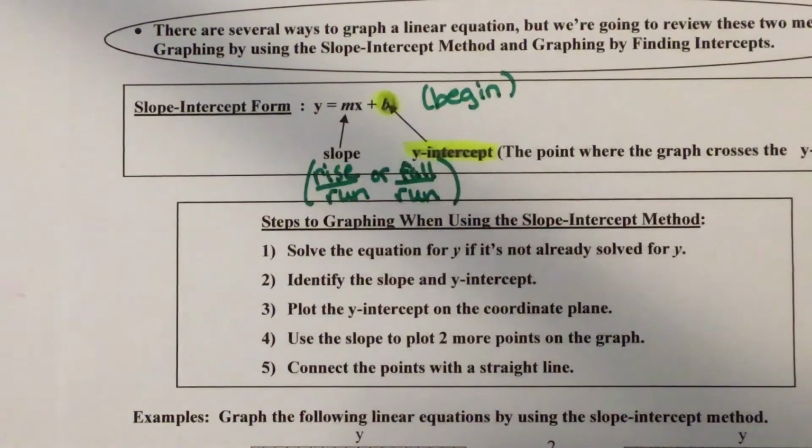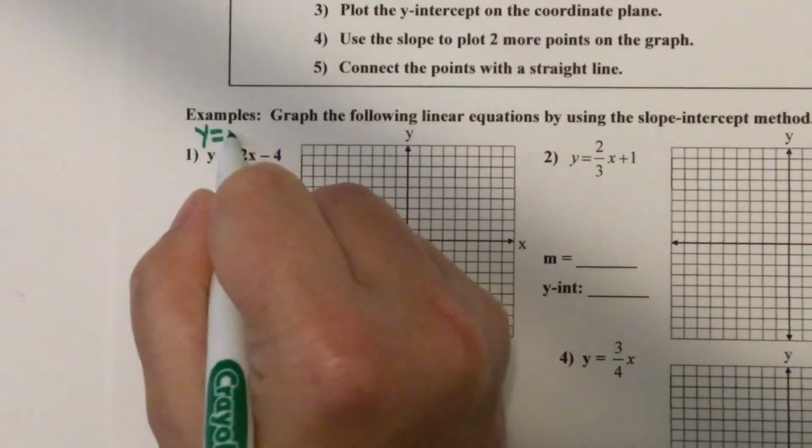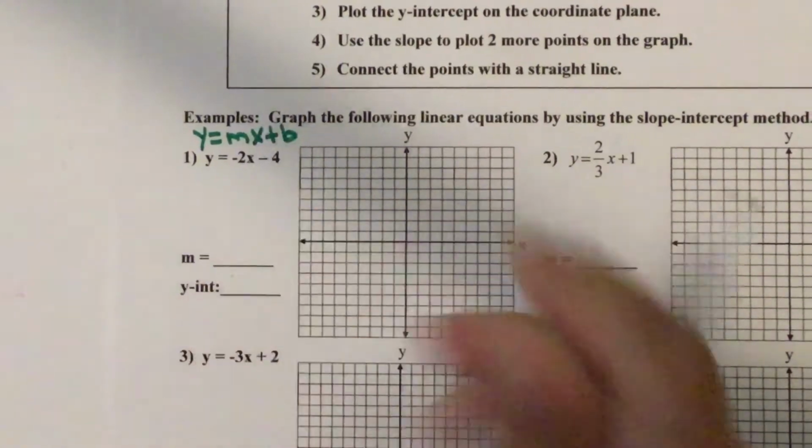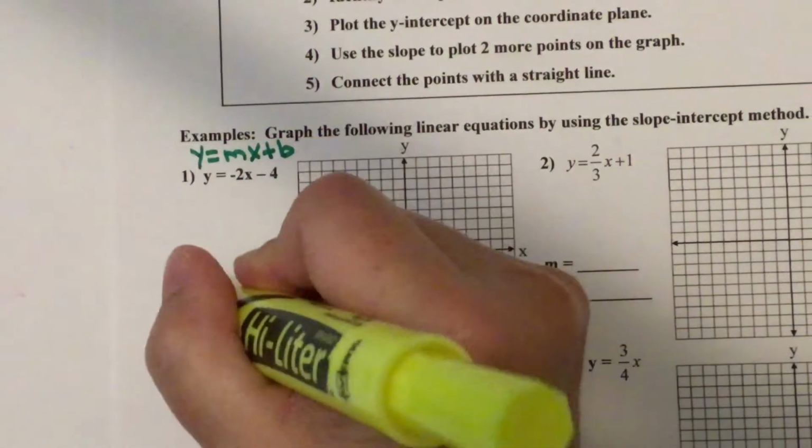So the first point is going to be somewhere on the y-axis, as long as the equation looks something like this. All right, so looking down here, sure enough, this looks like y equals mx plus b. So as long as it's in slope-intercept form, y equals mx plus b, we are going to start with the y-intercept.